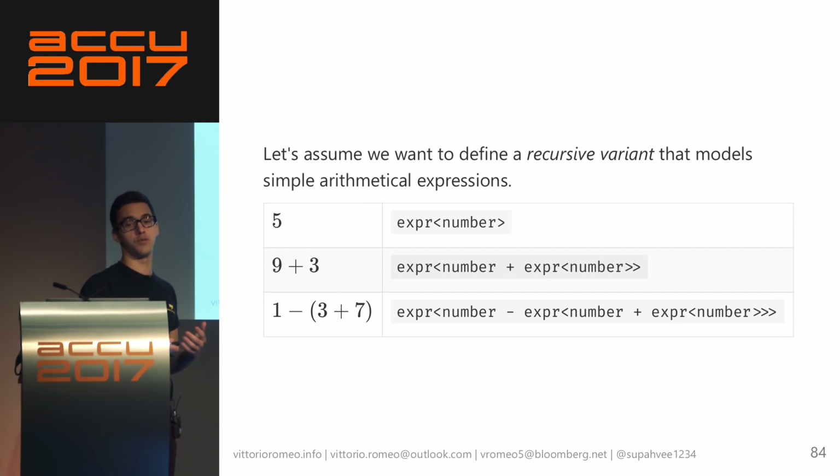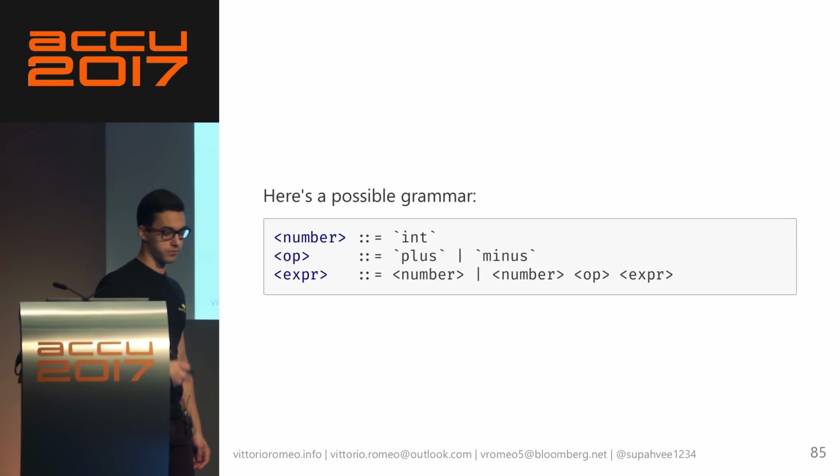You might do this if you are trying to build up an AST for your own compiler or interpreter, whatever. So let's say that 5 is an expression containing a number. 9 plus 3 is an expression containing a number plus an expression containing a number. As you can see, this is defined recursively on expression. And 1 minus 3 plus 7 is an expression of a number minus an expression of a number plus an expression of a number. So this is the recursive structure we want to implement with variants.